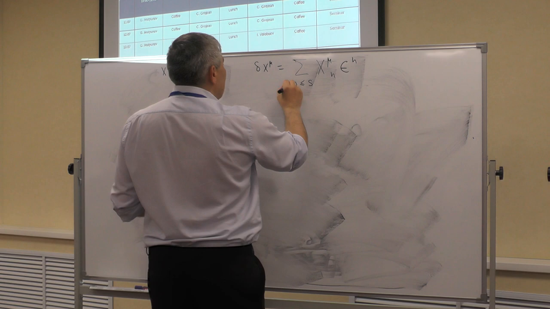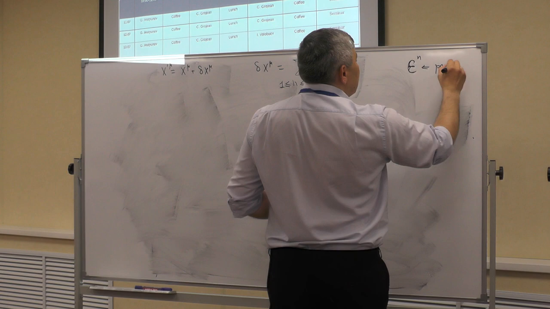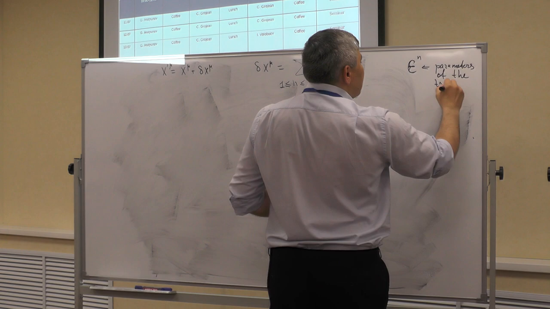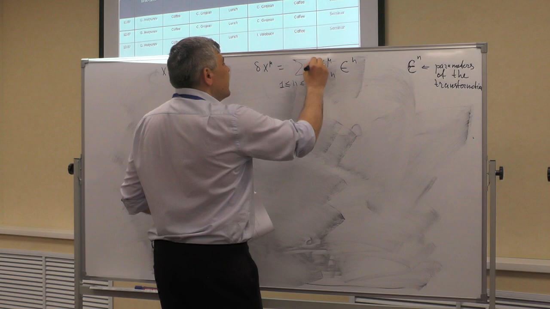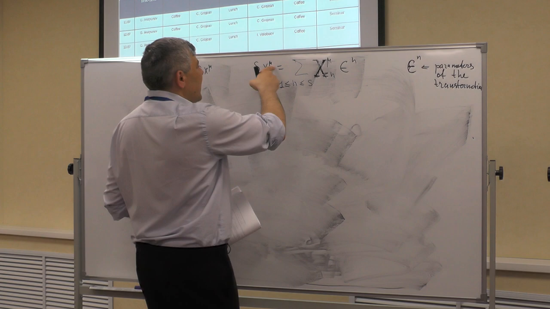So epsilon n are the parameters of the transformation, and these variables X capital, not the little x, but the ones I write as X capital, depend on two indices: on the index mu of x and also on this extra index n related to the epsilon n parameters.